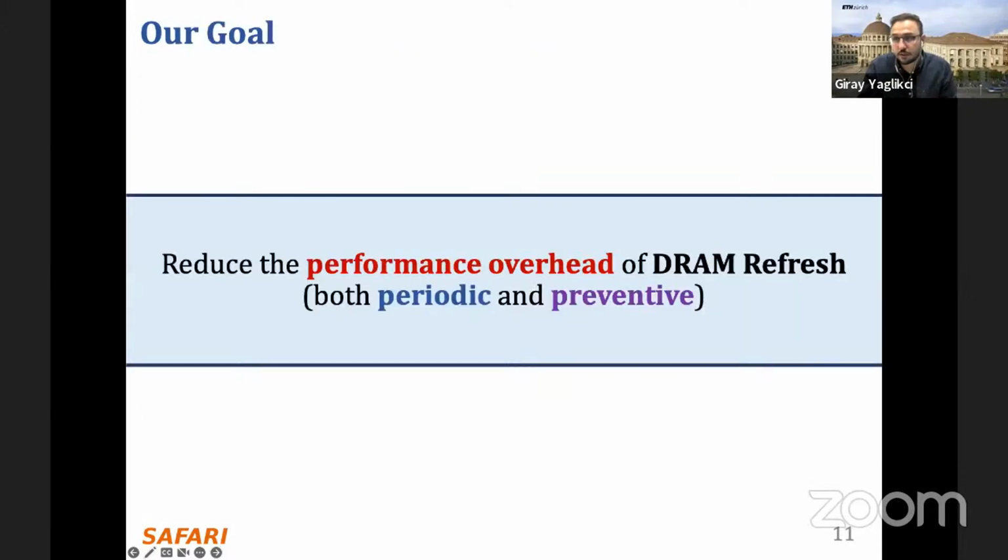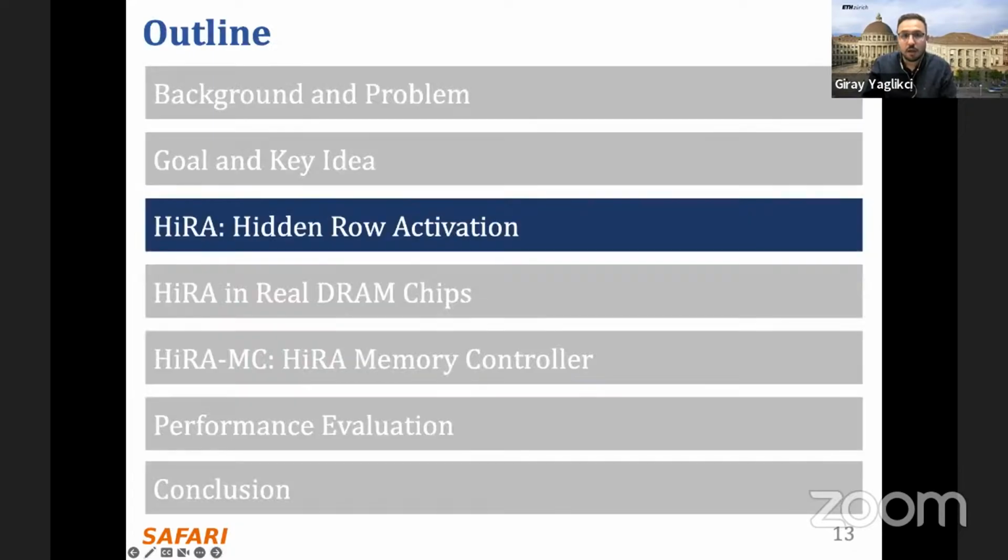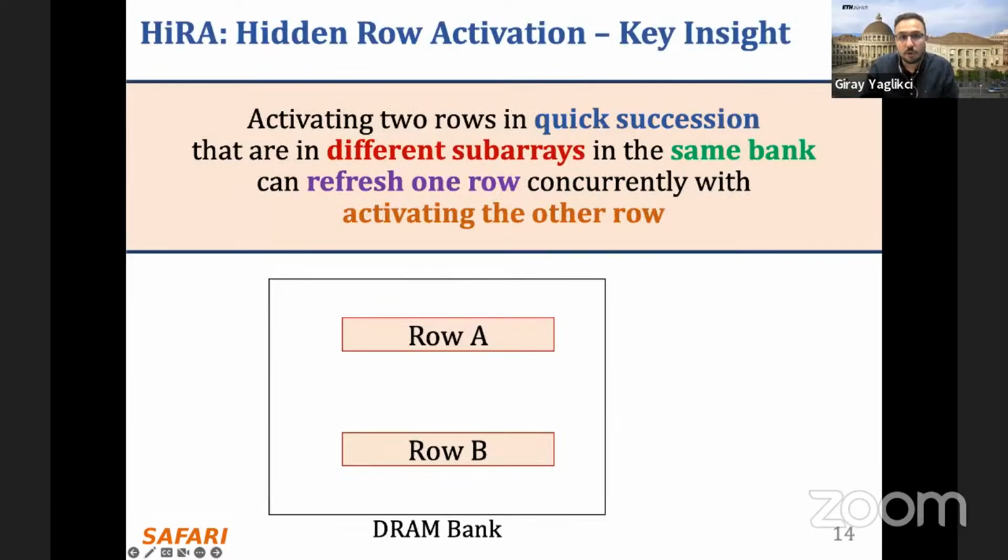With this problem definition, I'll move to our goal and key idea. Our goal is obviously to reduce the performance overhead of DRAM refresh for both periodic and preventive refresh operations. To achieve this, our key idea is to hide the refresh latency by refreshing a DRAM row concurrently with activating another row in a different subarray of the same bank. I will explain in detail how we implement this key idea by proposing a new operation called HiRA, hidden row activation.